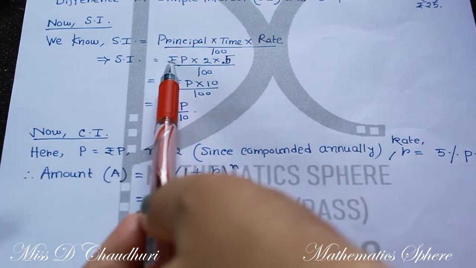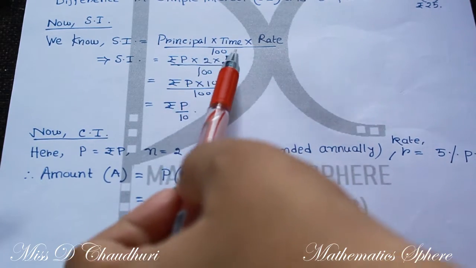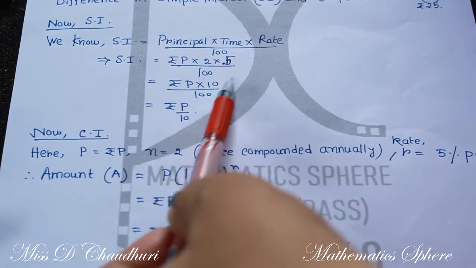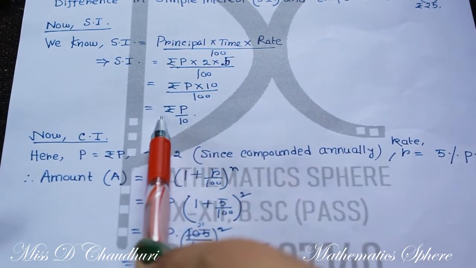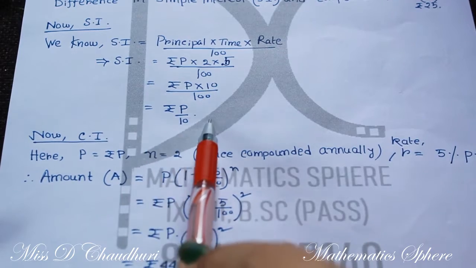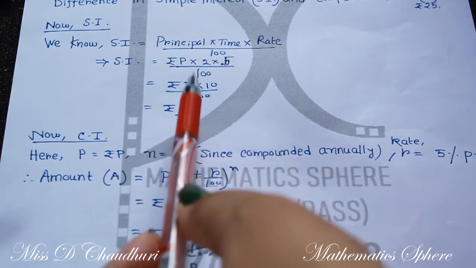So SI equals rupees P into 2 into 5 by 100. Why 2? Because 2 years were given. So ultimately, after cancelling everything, we are getting the SI as rupees P by 10. That means the SI we are getting in terms of P. Let it be like this, we will use this afterwards.